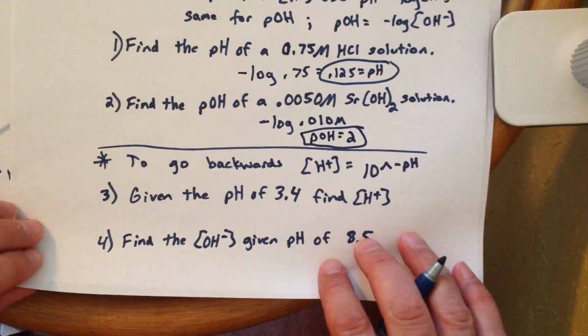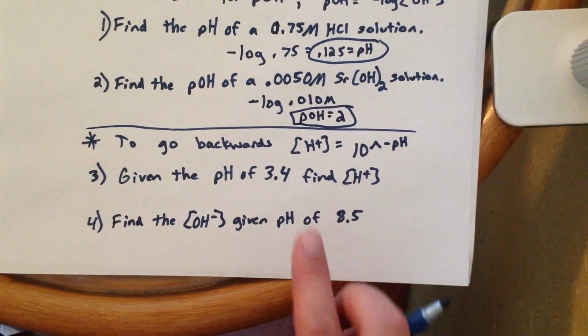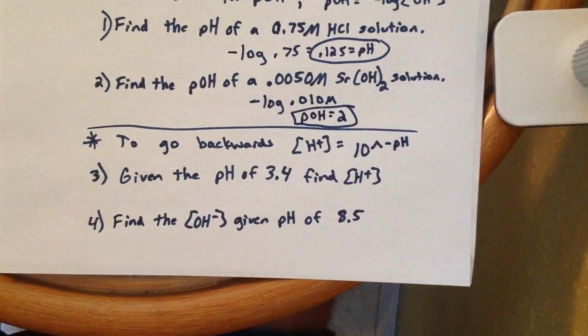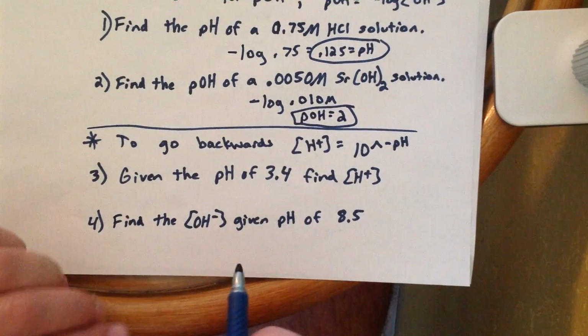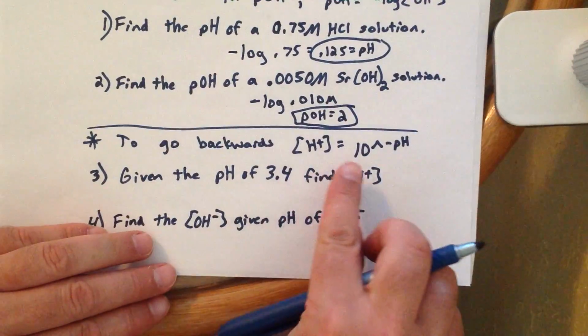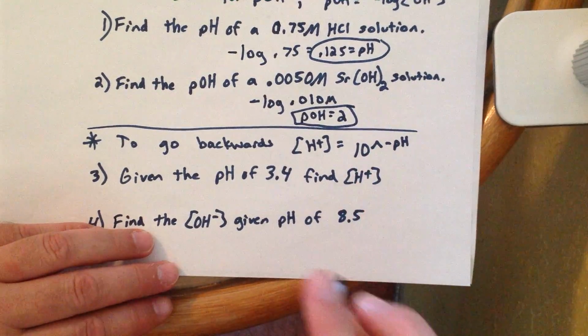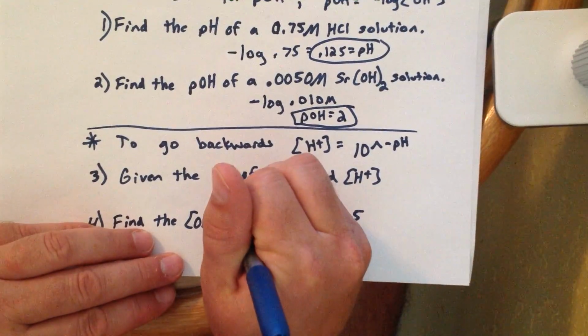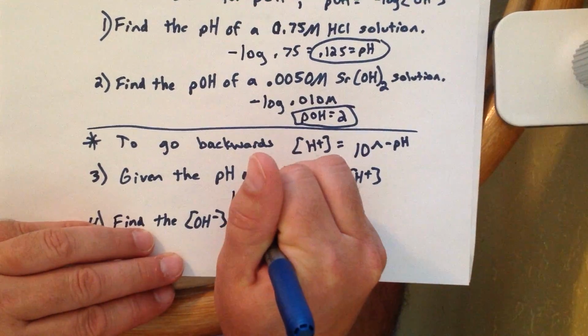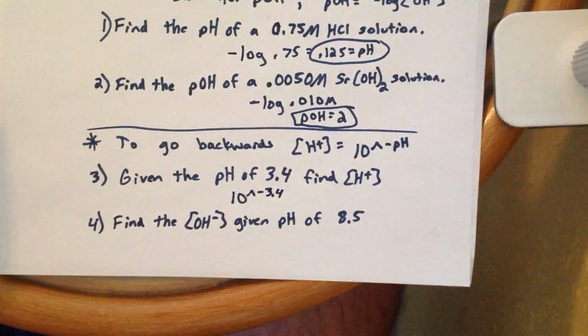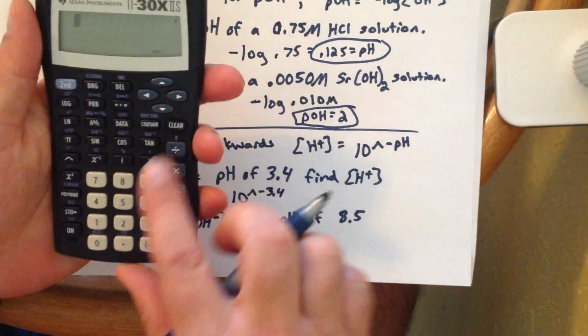But what if we have to go backwards? What if we have the pH and we're looking for the H plus? Now this gets a little tricky, so pay attention. We've got to go to the 10 caret negative pH. So let's see if we can try that on this one: 10 raised to the negative 3.4. Let's see if we can do that on our calculator.